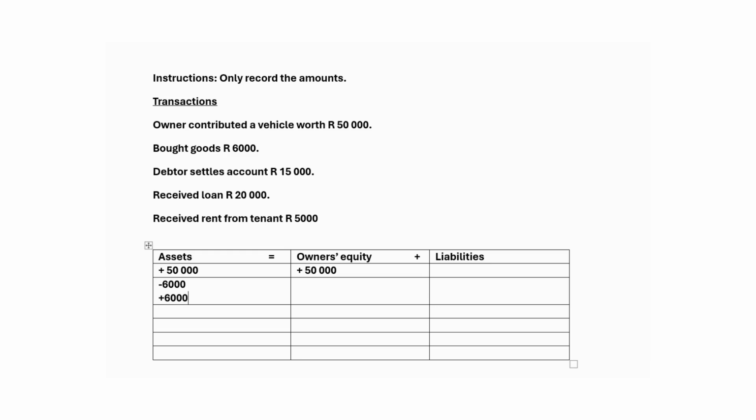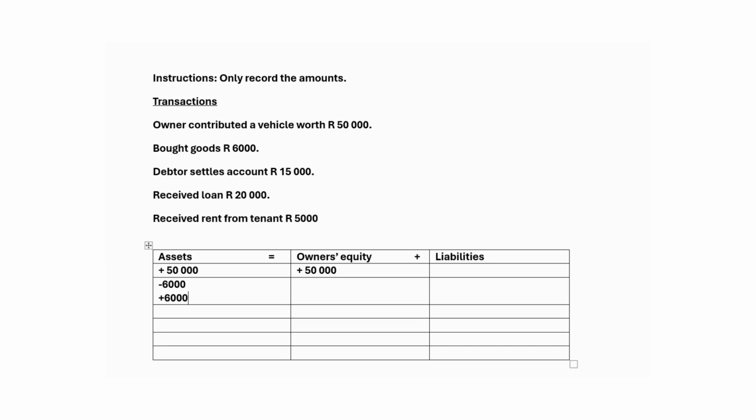because the business bought goods. So goods is inventory, meaning that the inventory of the business increases. So your assets will increase also with 6,000.